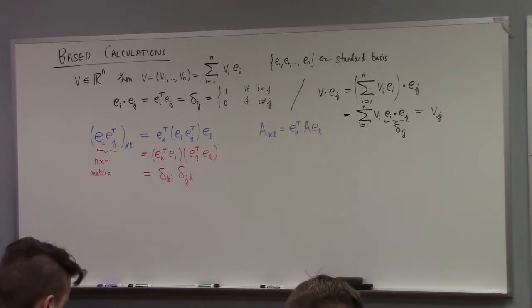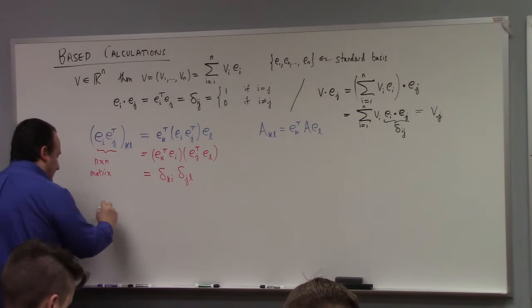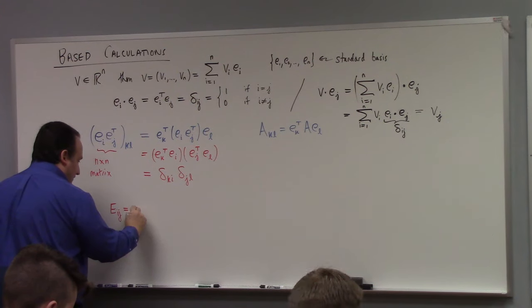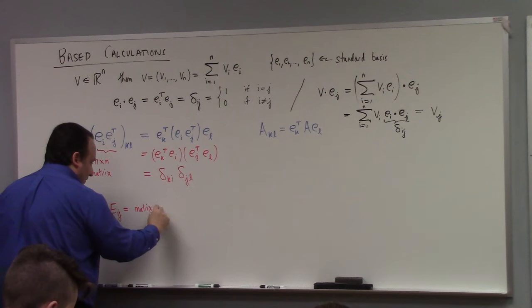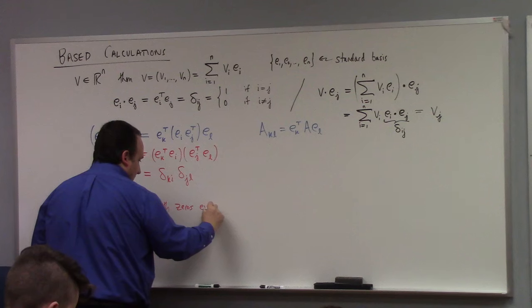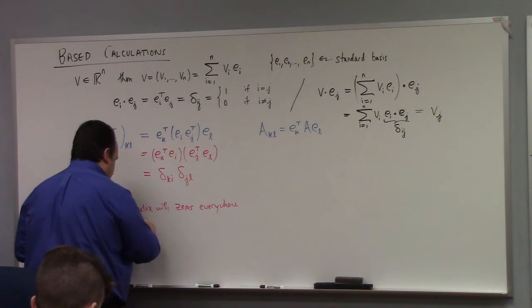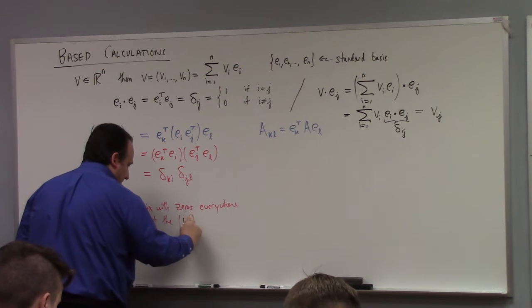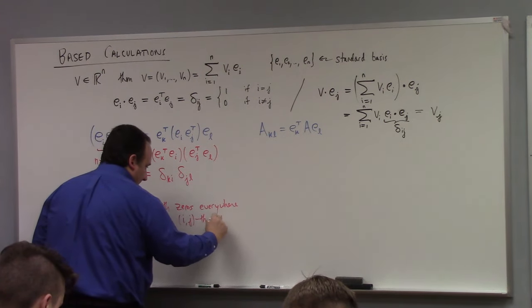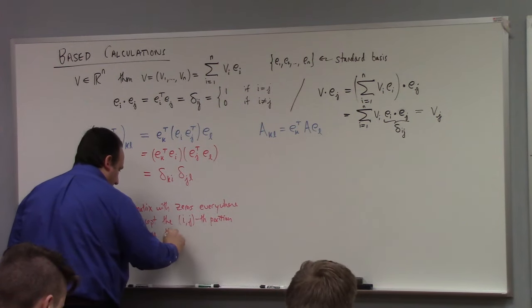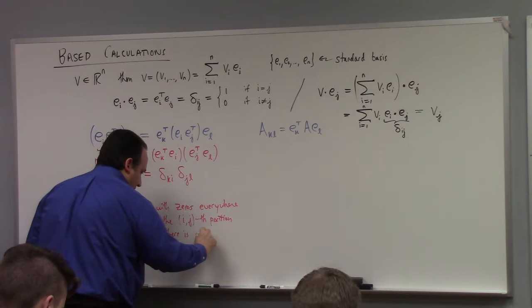In other words, this matrix, we give it a name. We call it E_ij. E_ij is equal to the matrix with zeros everywhere except the ijth position, where there is a 1.